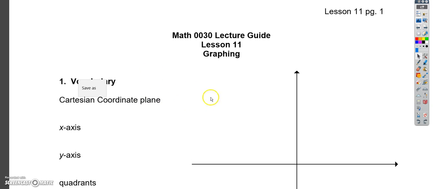This is Lesson 11, Graphing. First off, we're going to talk about some vocabulary. The Cartesian coordinate plane is what you're looking at right now.